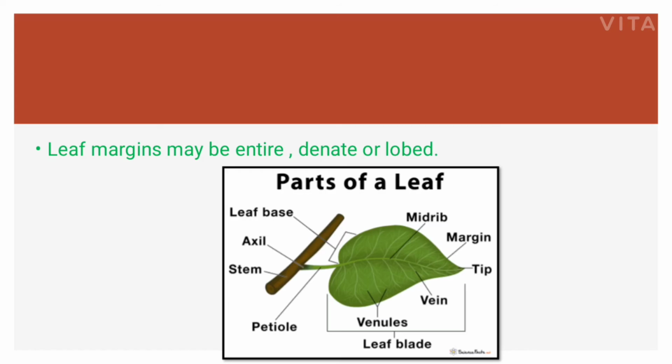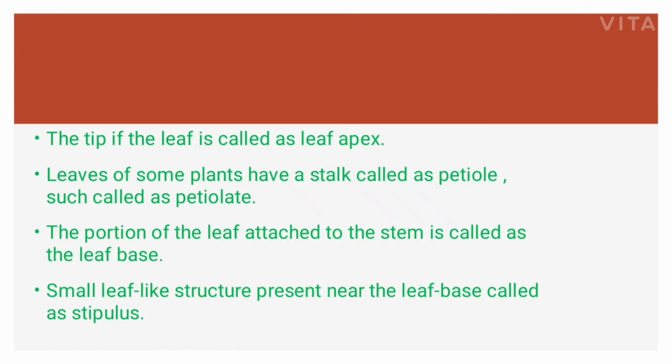We see here the figure of the parts of a leaf. There are different parts of a leaf: leaf base, axil, stem, midrib, margin, tip, vein, veinlet. Vein and veinlet are parts of the leaf blade and petiole. The tip of the leaf is called the leaf apex. Apex means at the tip.